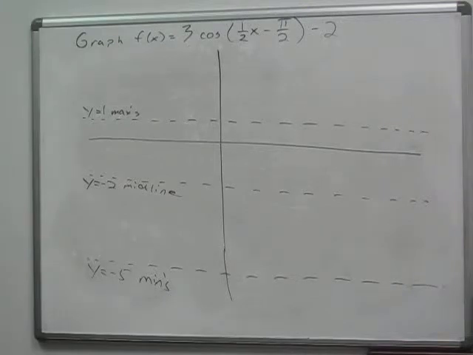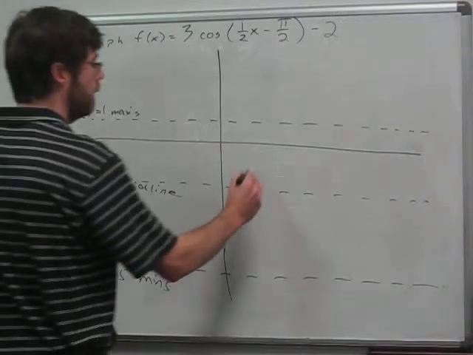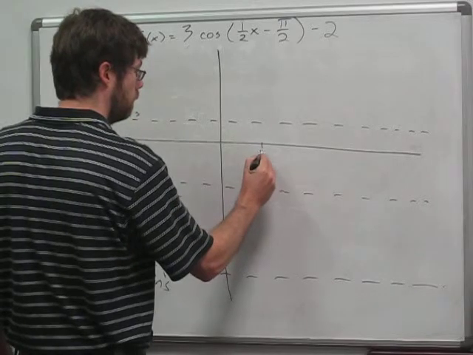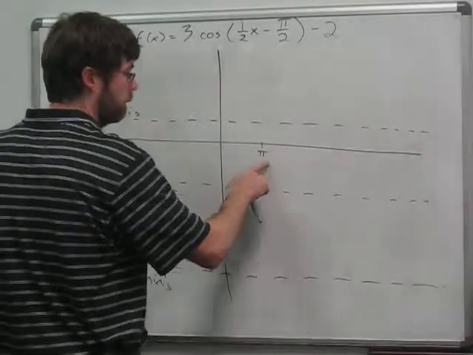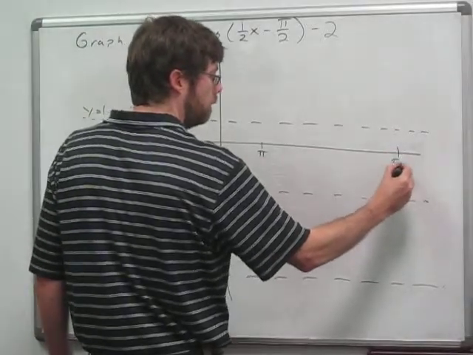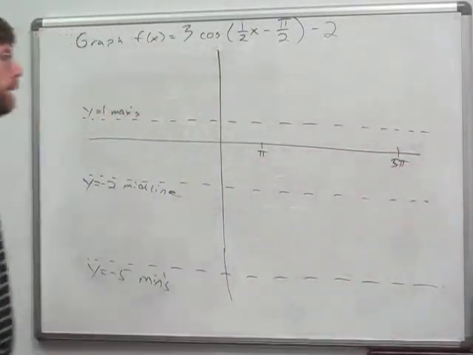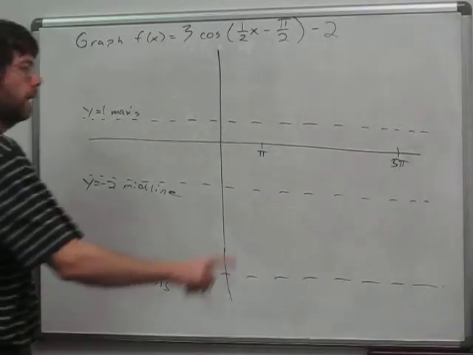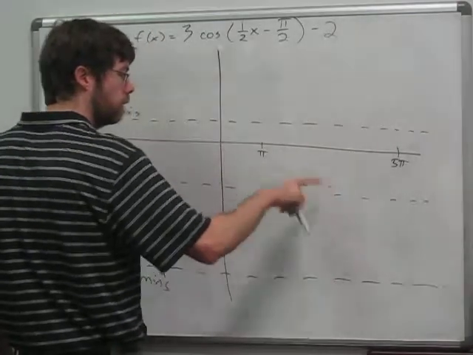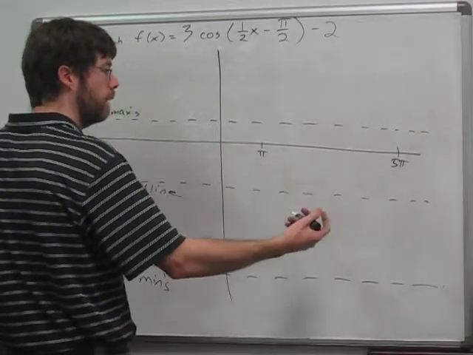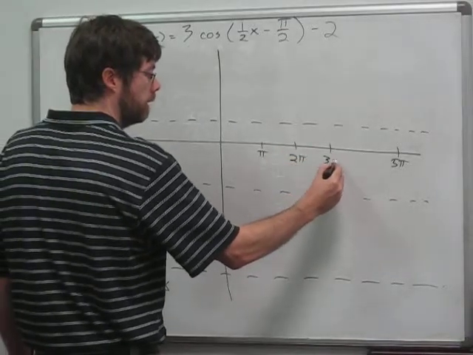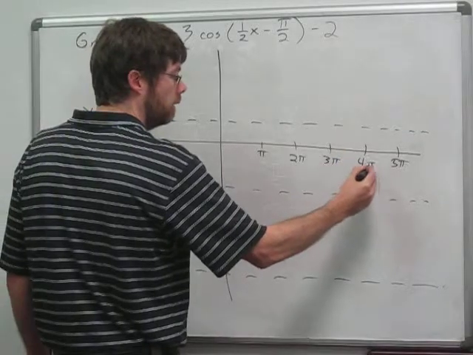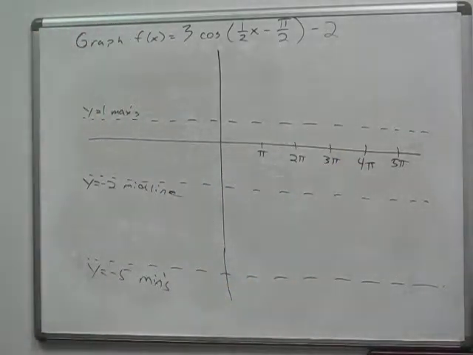Alright? We had a phase shift of pi, and we had a period of 4 pi, so I'm going to go 4 pi out from there to 5 pi, and then cut this into quarters. Of course, 4 pi divided by 4 is just pi units, so my subintervals will have length pi, giving me nice easy quarters to work with.